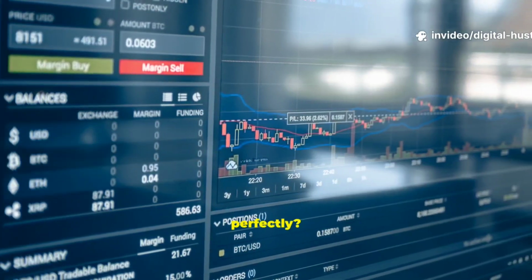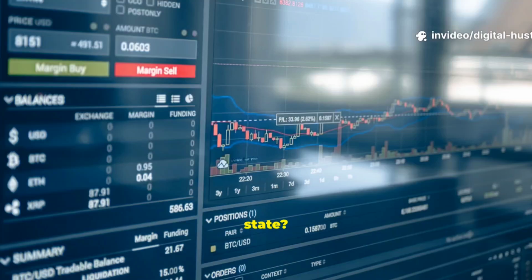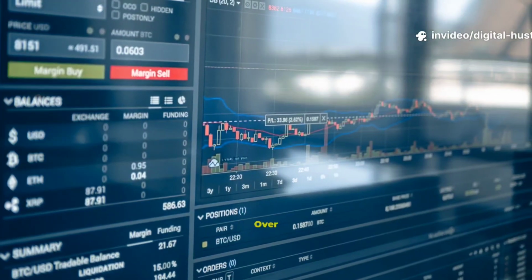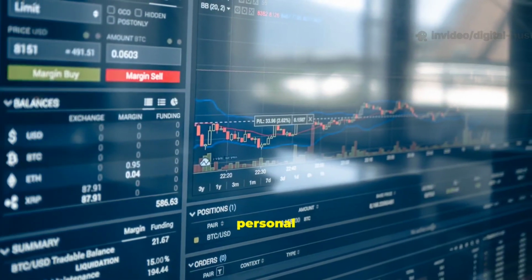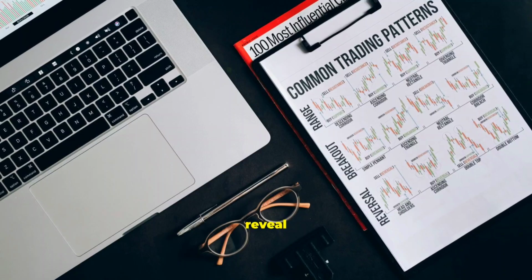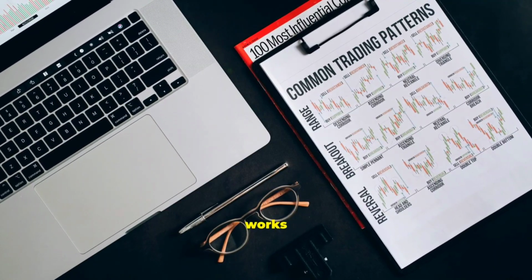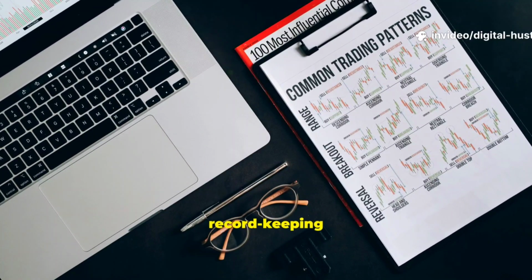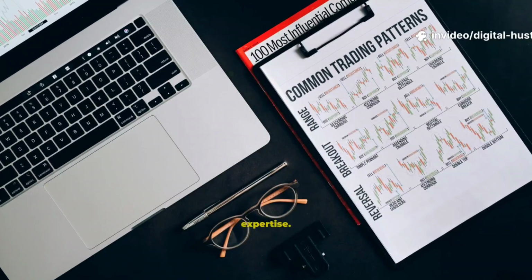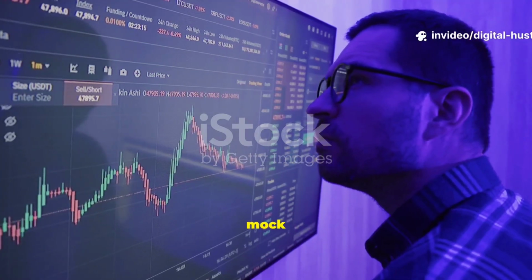Did I follow my plan perfectly? What was my emotional state? Be brutally honest. Over time, your journal becomes your personal trading Bible. The data will reveal your edge, telling you which strategy works best for you. This disciplined record-keeping is how you turn experience into expertise. Let's walk through a mock trade.